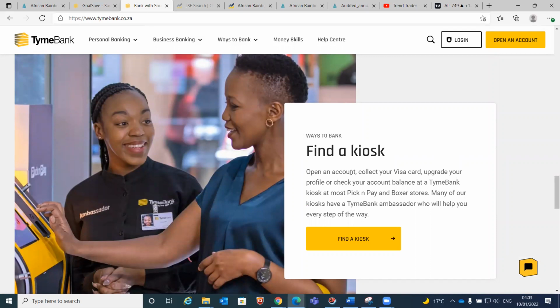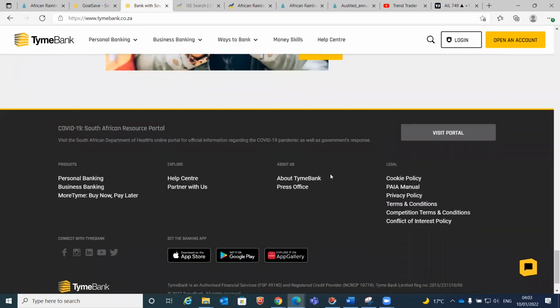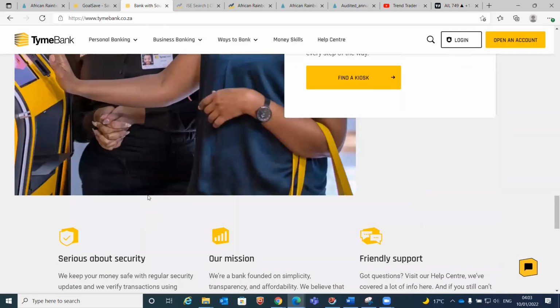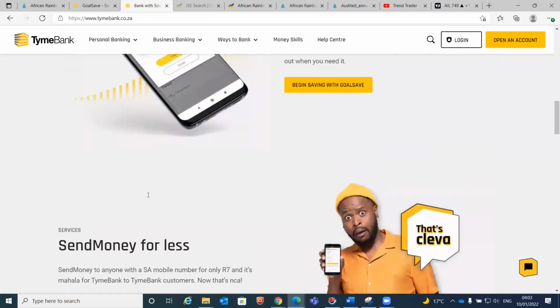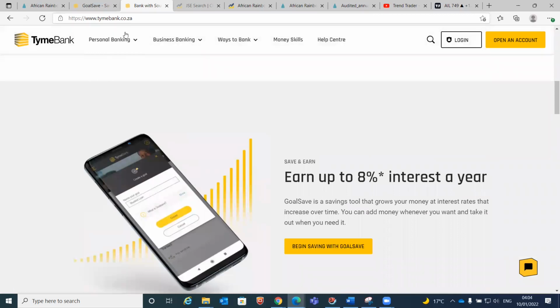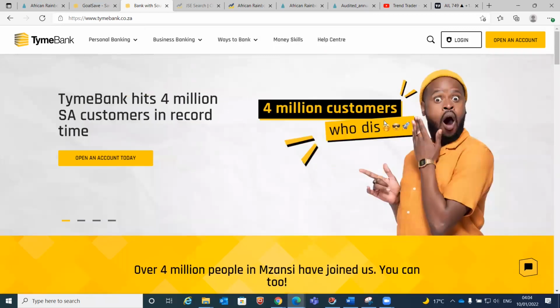And then normally people bank using the kiosk, which you can find at Pick n Pay or Boxer stores. So yeah, that's just as much as you can find on the TymeBank website. As you can see, they have personal banking, business banking, and then they also have credit there that you can follow. So if you're interested in opening an account with TymeBank or being a TymeBank user, you can just go to tymebank.co.za and open an account there, then start making transactions using your TymeBank account.